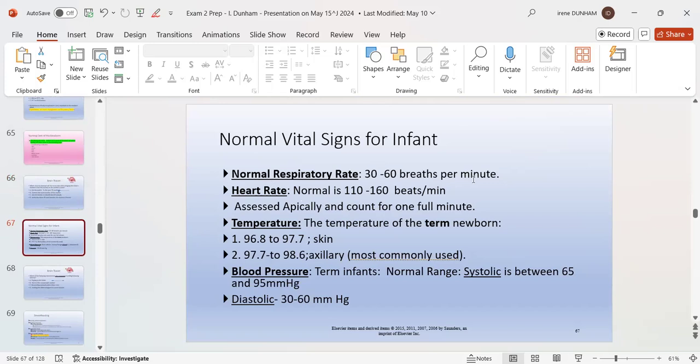Know these. Okay. All right. So that you can recognize the abnormals. That's what I always tell my students. Know the norms, okay? So you can recognize when something's abnormal. All right.